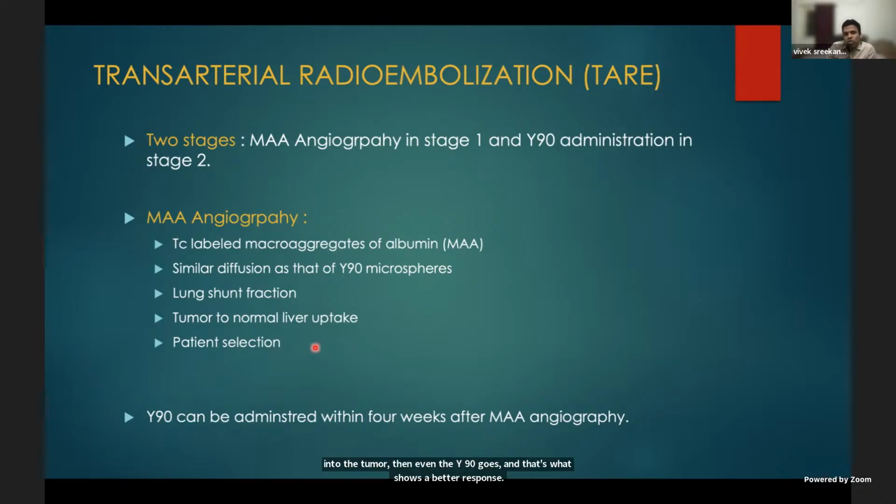So this is how we can do patient selection also, because many times after MA angiography, we can take a call on whether to really go ahead and do Y90 or not, because the Y90 itself is a slightly costly drug. So this is how we do it in 2 stages, and stage 2 can be done within 4 weeks after the MA planning angiography.